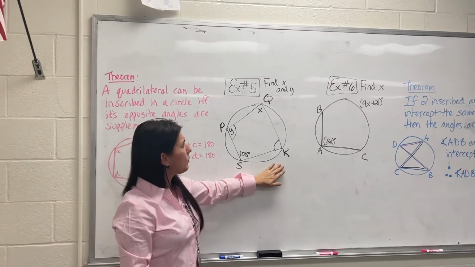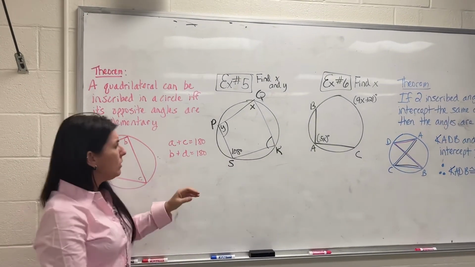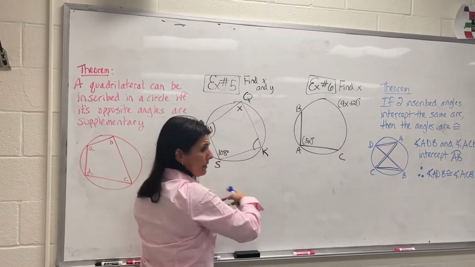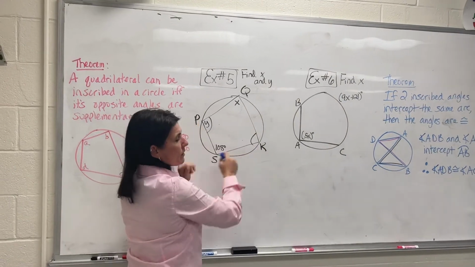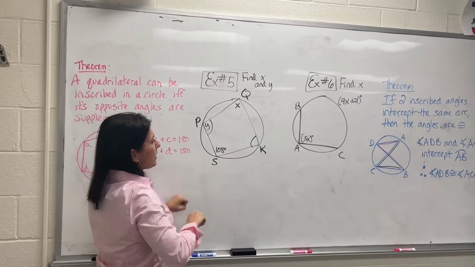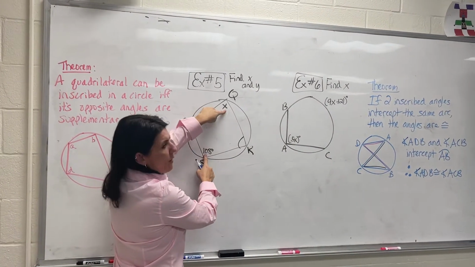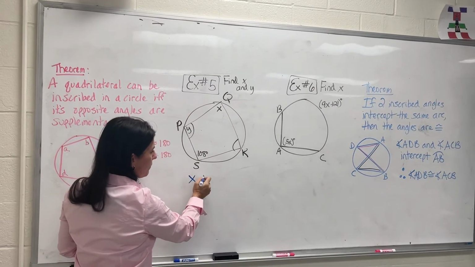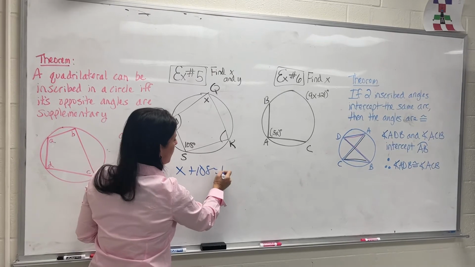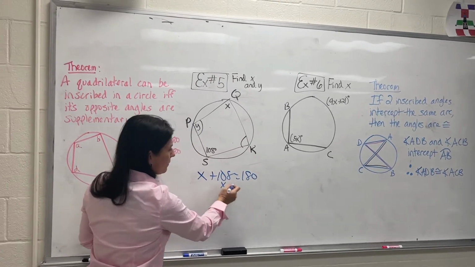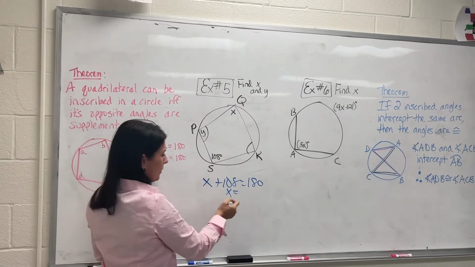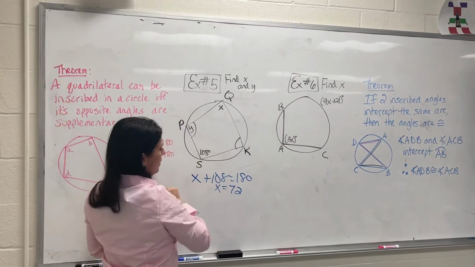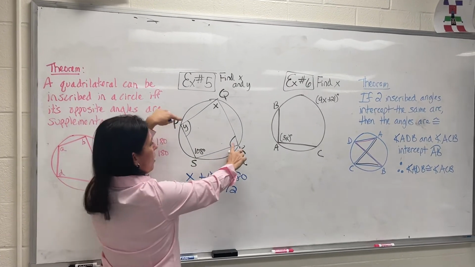So looking at my example, it says find X and Y. Because it is drawn inside the circle and the vertices are on the circle, we're going to say this and this angle have to add to 180. So if you want to set up an equation, if it's a harder problem, X plus 108 equals 180. So what's X? 72. 72.